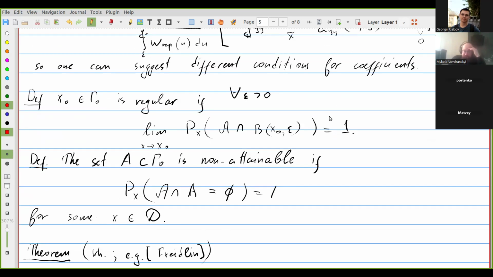A point is regular, obviously, if you start close to it, we hit the boundary close to it. This is the standard definition of a regular point. And a subset of this part of the boundary is called non-attainable if it cannot be hit for some starting point inside the domain. And obviously, this immediately implies that it cannot be hit for any point.